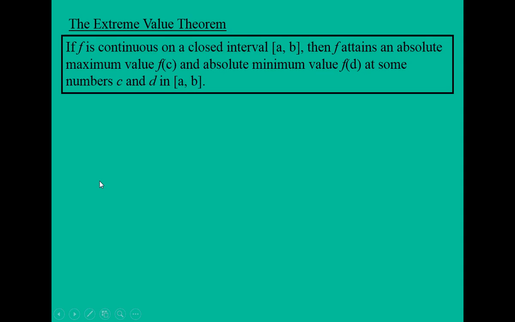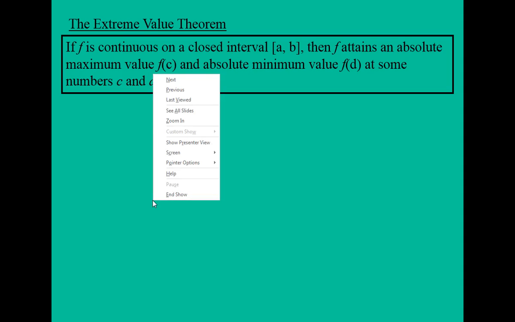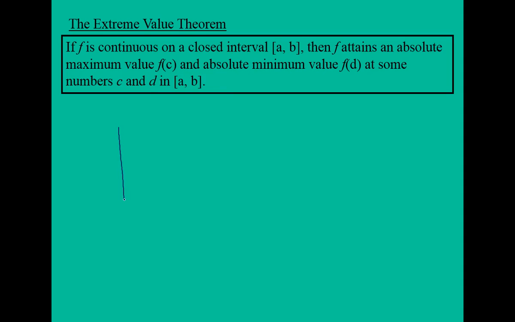The extreme value theorem: if f is continuous on a closed interval [a,b], then f attains an absolute maximum value f(c) and an absolute minimum value f(d) at some numbers c and d in the interval [a,b]. So here we have a continuous function on the closed interval a to b. The extreme value theorem states there must be a maximum value on this interval, and in this case the maximum value would occur at b and the minimum value would occur at a.